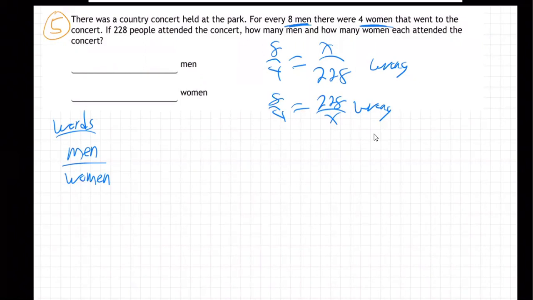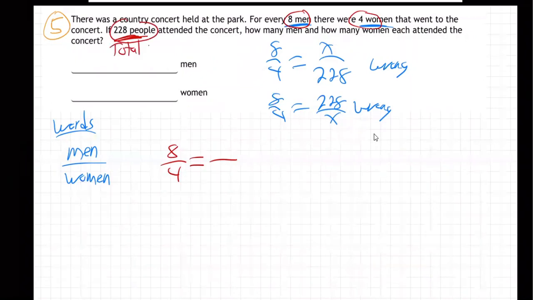Okay, and then I'll grab what they gave me, 8 men for every 4 women, equals 228. Okay, so where's the 228 go? You see, we're in trouble, aren't we? The 228, that's not men or women. What is the 228? It's the total, isn't it? It's the total men and women, right?